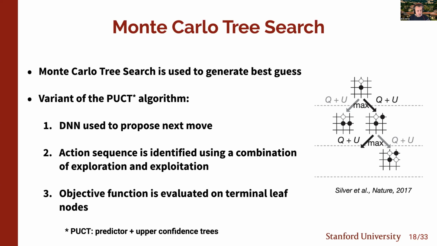So again, the deep neural network is used to propose the next move. And then the way that we explore these different action sequences is using a combination of exploration and exploitation. Essentially the high level idea is you have this tree shown on the right here of all possible games, and you cannot possibly explore the entire tree. The tree is just too large. And so what you want to do is focus on the paths in the tree that seem to be the most promising.